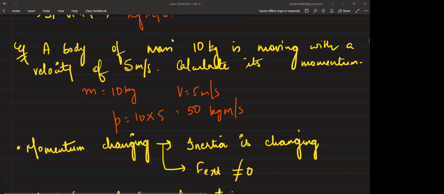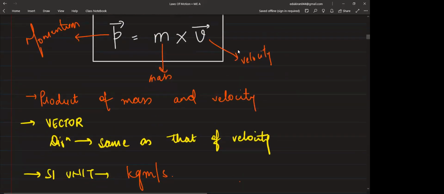So I was saying that momentum is basically the excess motion present in a body, the excess amount of motion present. And the formula is very simple. Formula is simply mass into velocity.